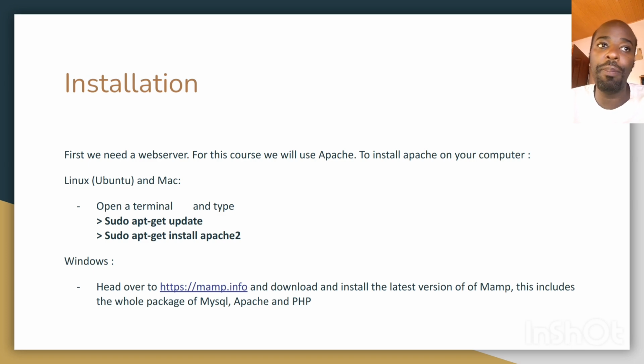There's a tool called MAMP, which stands for Mac, Apache, MySQL, PHP, I think. And you can just head over to https://mamp.info and download and install the latest version of MAMP. This will include the whole package for you, MySQL, Apache, and PHP. So you don't need to go through the command line thing.